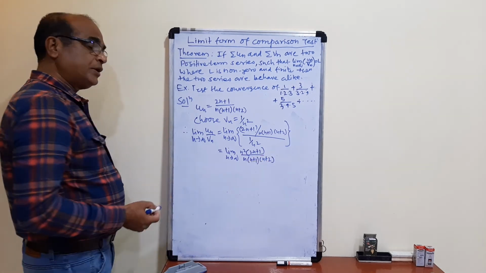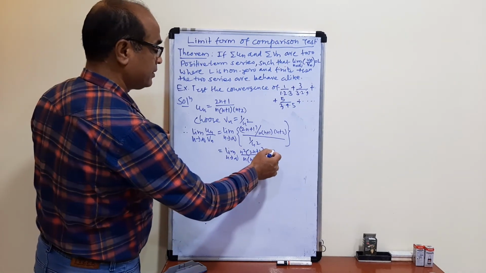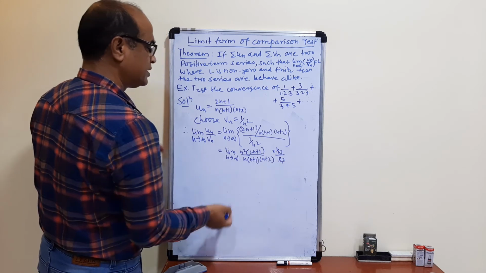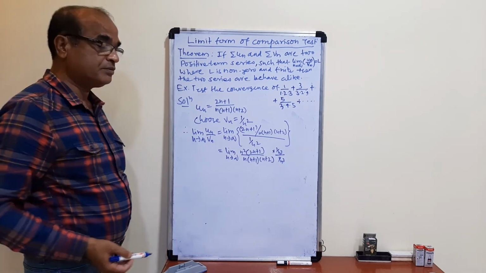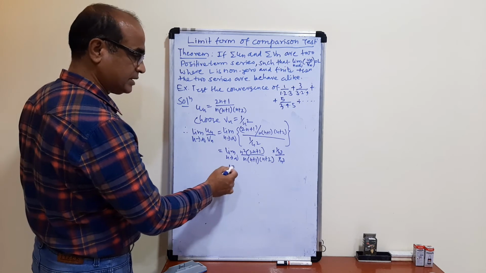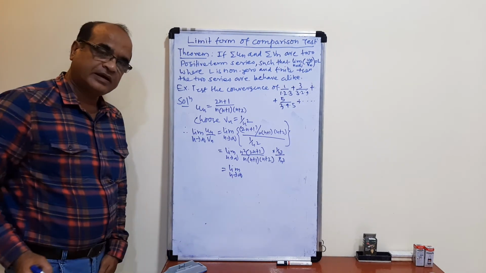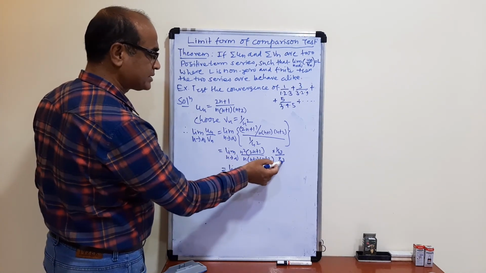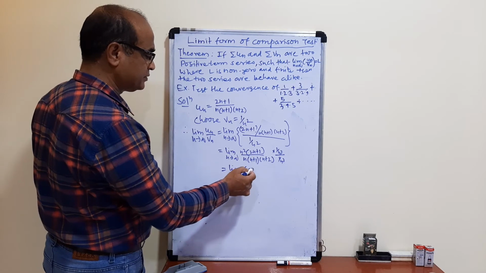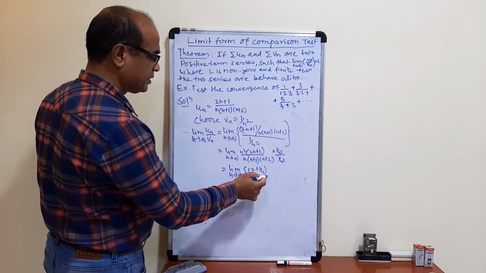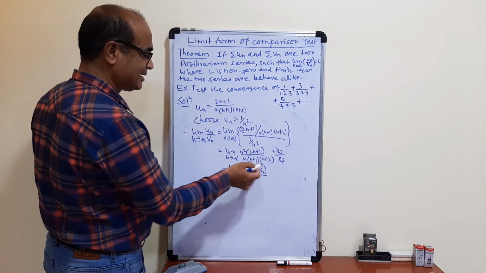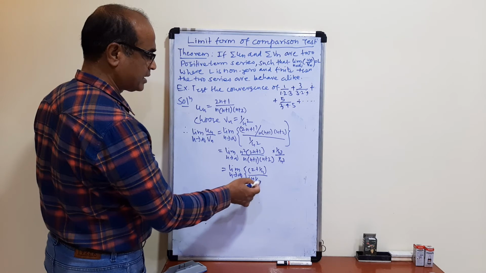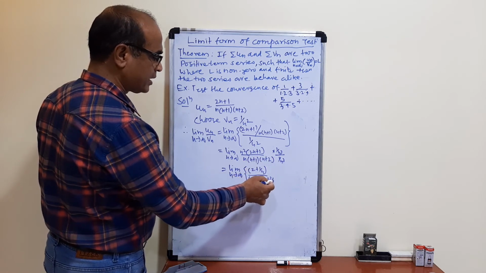So dividing the numerator and denominator by n cube, that is, multiplying by 1 upon n cube, we get the limit as n tends to infinity. What happened here? The n square cancels, remaining n, and dividing the numerator by n cube we get 2 plus 1 upon n, and the denominator becomes n divided by n, that is 1 plus 1 upon n, also 1 plus 2 upon n.